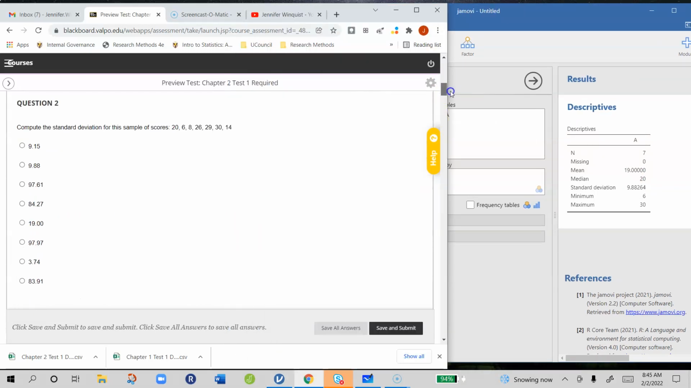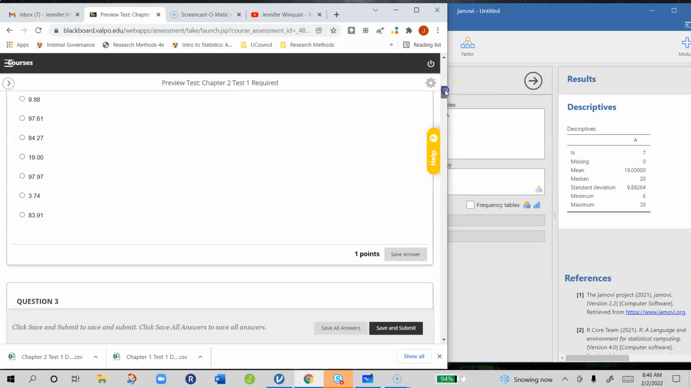Okay, moving down, the next question asks you to compute the standard deviation for this sample of scores. And so I, again, just look back to my Jamovi output, and I can see that my standard deviation is 9.88. Okay. Now, Jamovi always gives the sample standard deviation. It does not give the population standard deviation.